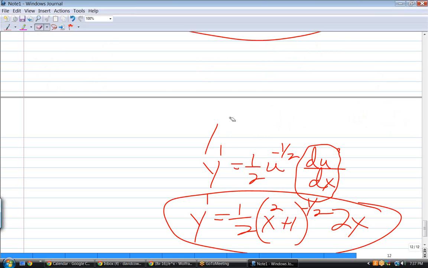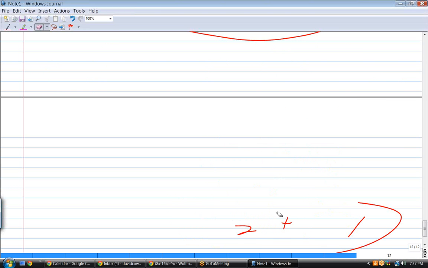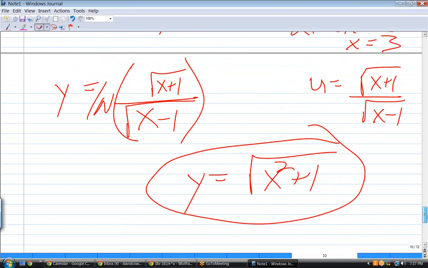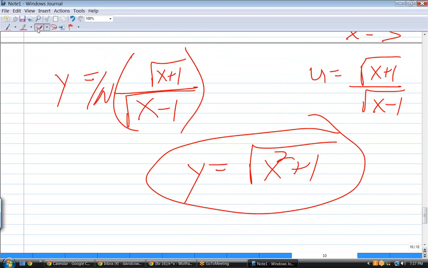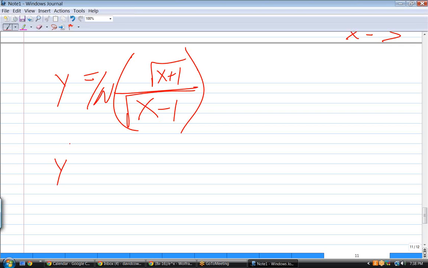So first of all, the derivative of the outside. Well, outside's the natural log, right? In other words, if I'm going to use u substitution, I'm going to let u equal this whole thing. Because then I would have y equals natural log of u. I know how to differentiate that. y prime would be 1 over u.